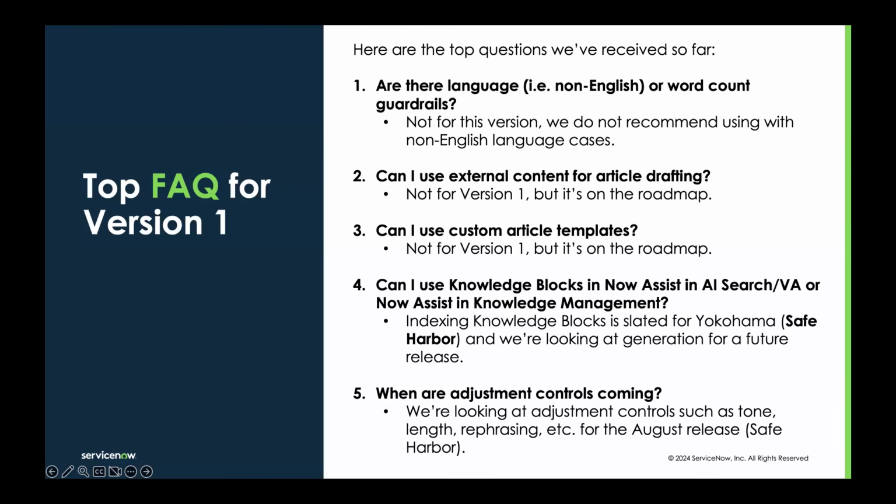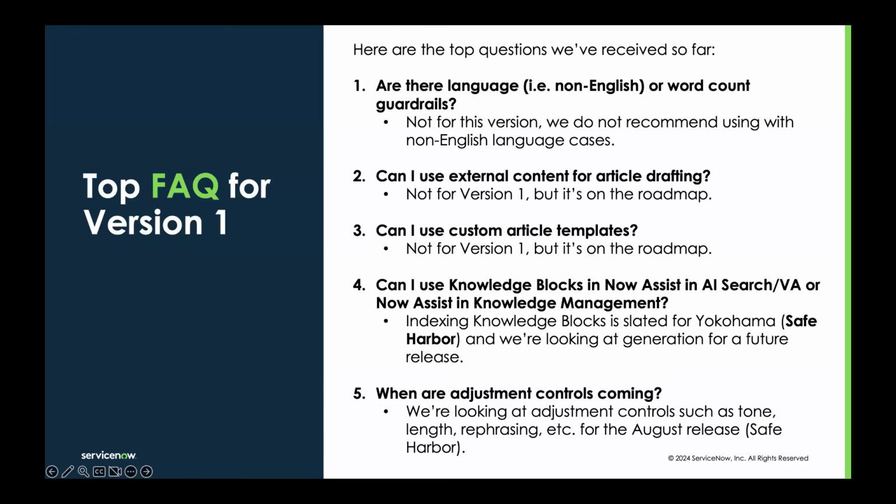We also don't have word count guardrails. Some of our products do, but we're not placing those guardrails on you, so we're not going to check for word count before creating an article for version 1. External content is not for version 1, but it is on the roadmap. Custom templates are also on the roadmap, not for version 1.